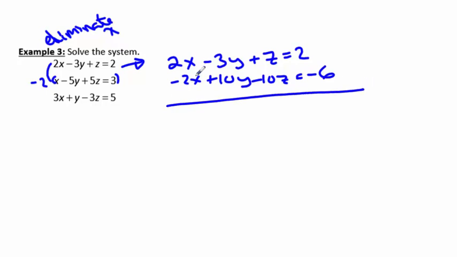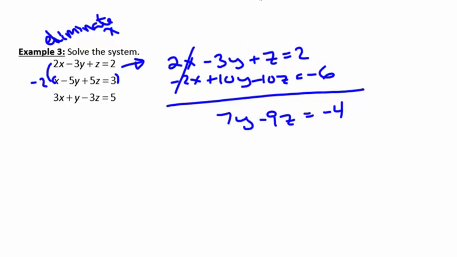Add these equations together, eliminating the x's. Negative 3y plus 10y is 7y. z minus 10z is negative 9z. And 2 minus 6 is negative 4. So eliminating the x's gave me a 2-variable equation in just y and z.